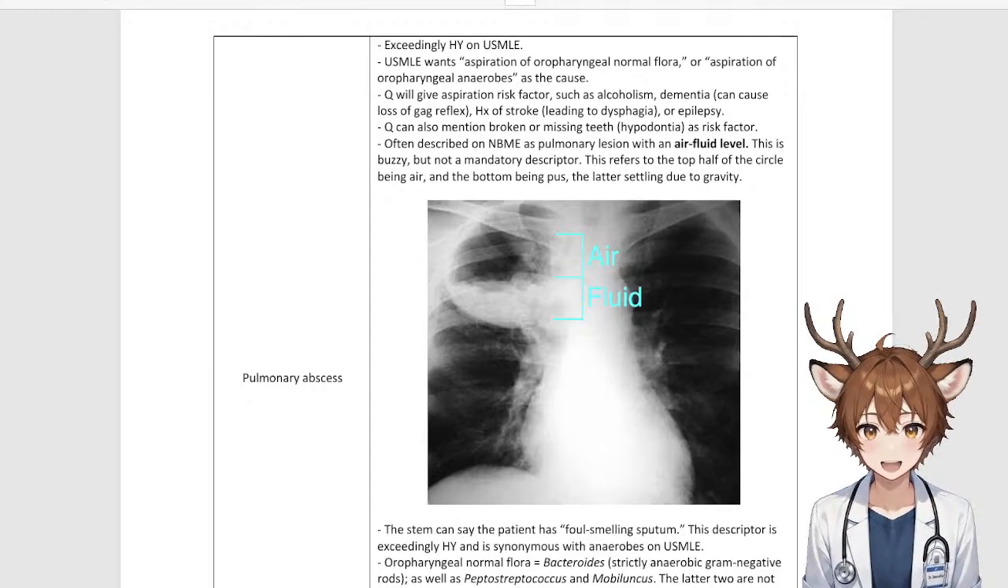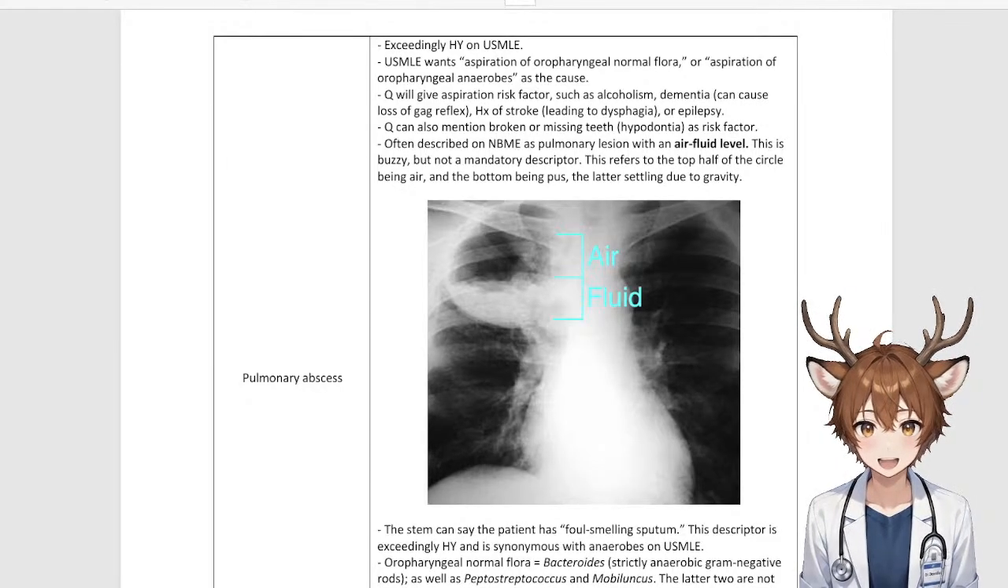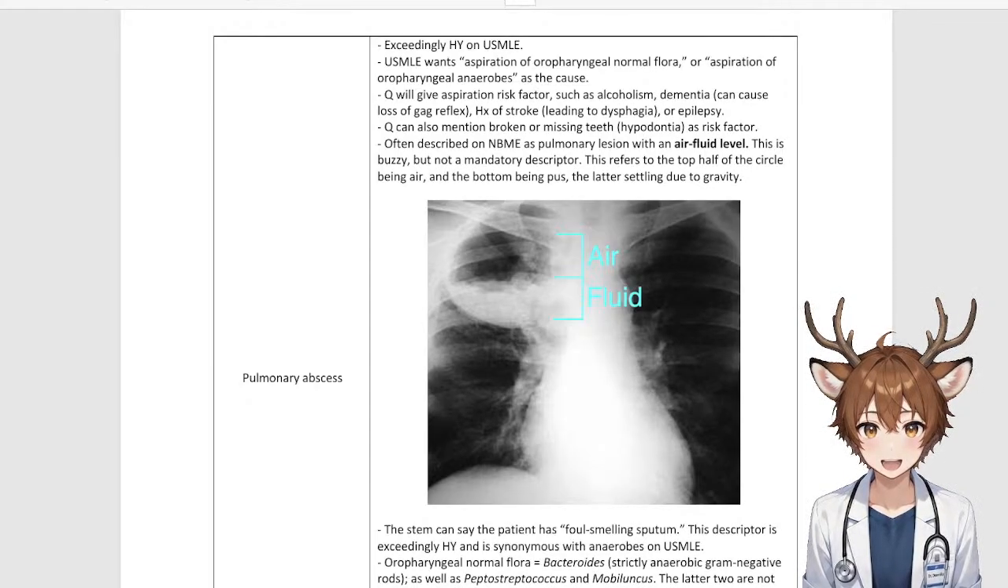This is buzzy but not a mandatory descriptor. This refers to the top half of the circle being air and the bottom half being pus. The latter is settling due to gravity.